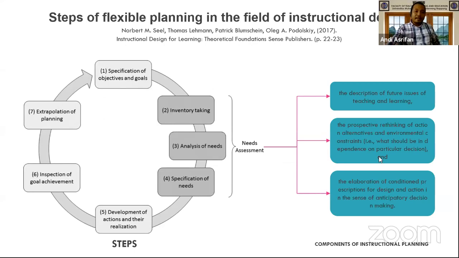The step of flexible planning here in instructional design, based on Norbert, there are seven, sorry, seven. The first, specification of objective, inventory, analysis of needs, classification of need, development and action, their realization, invention of goal, and then planning. And then the components of instructional planning here, the first, description of future, prospective rethinking of actions, and then elaboration.